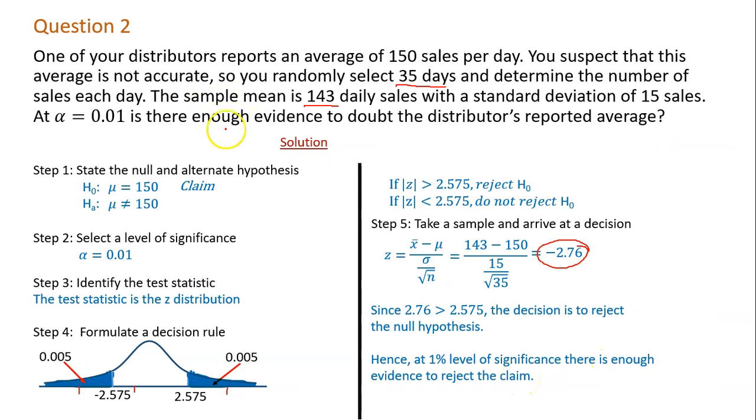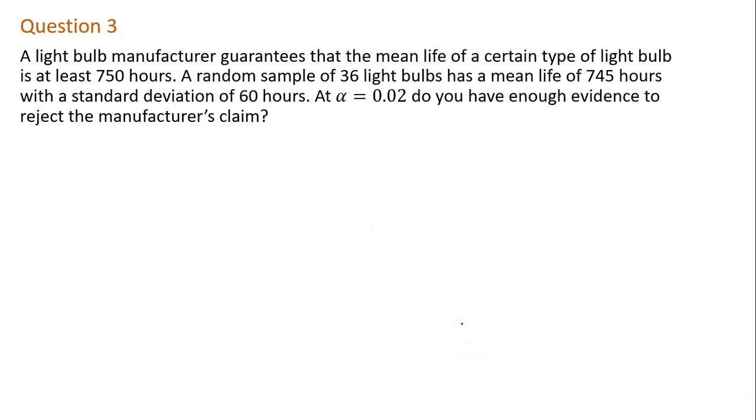But the question asks, is there enough evidence to doubt the distributor's reported average? So you can go further to say there is enough evidence to doubt the distributor's reported average, because you rejected the distributor's claim. So let's look at question 3.